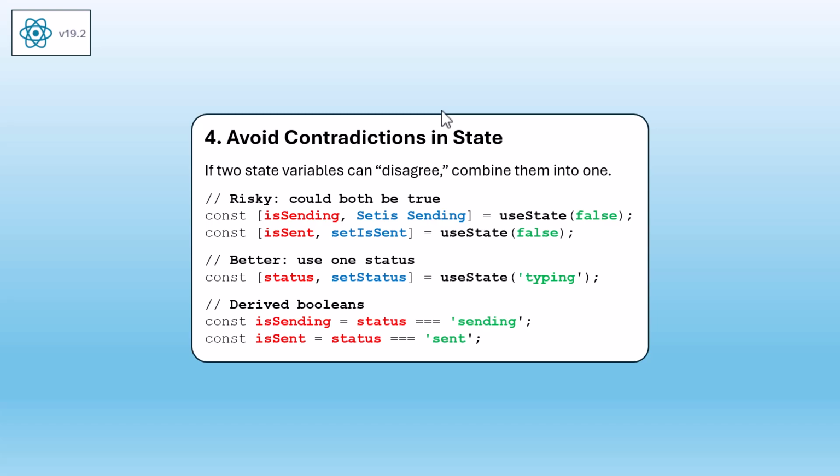To avoid this, think in terms of a single status variable. That variable might take values such as typing, sending, or sent. This approach ensures that the component can only ever be in one valid state at a time. You can still use simple checks like, is it sending, or is it sent? But these would just be derived from the status, not stored independently. That way, there's no chance of them getting out of sync.